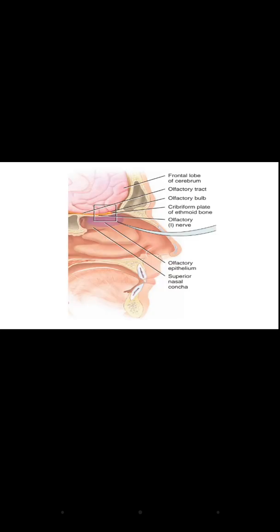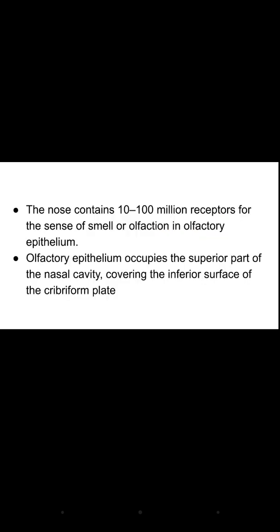This is the image showing the nose. You can see there is the superior nasal concha, and above that there is the epithelium, which is known as olfactory epithelium. Then above the olfactory epithelium, there is the ethmoid bone, and this bone has an opening, and this plate is known as cribriform plate. Then there is the olfactory bulb, olfactory tract, and then the brain. So let's find out how the person gets the sense of smell.